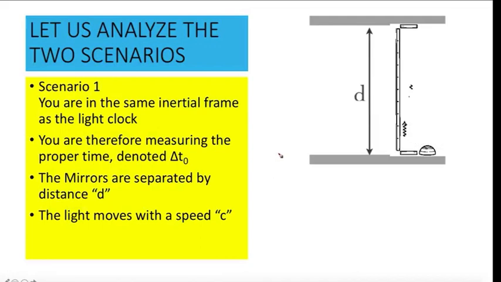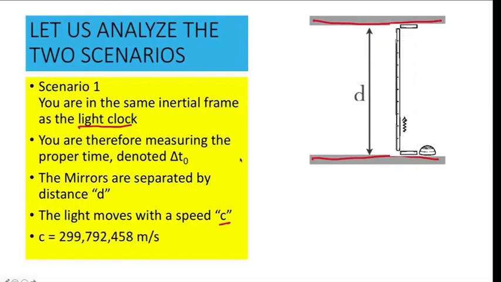In the first scenario, we have this light clock. A light clock is a clock that measures time by bouncing back and forth a light ray. This part is a mirror and this is another mirror. And these two mirrors are parallel with each other. And we bounce back this light. But we know that light has a constant speed and that constant speed is denoted by c.